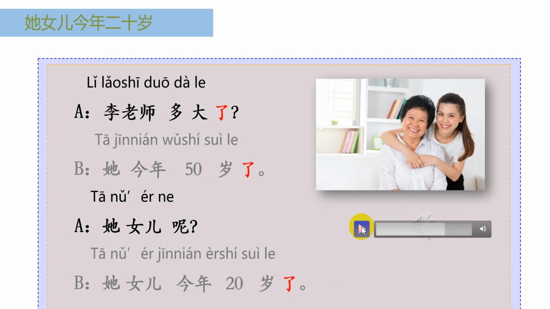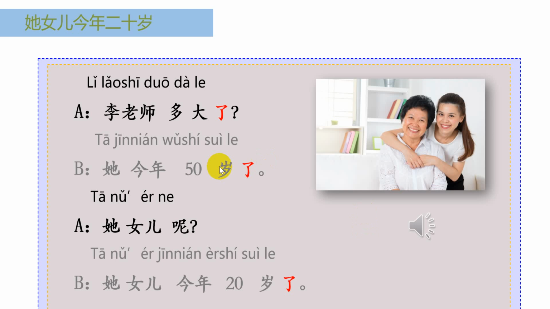Yes. Did you get the answer? 李老师多大了？How old is teacher Li? 李老师 50岁了。Yeah, 50岁了. Yes, 他今年50岁了。那 how about her daughter? 她女儿呢？他女儿今年20岁了。Yes, good. 她女儿今年20岁了。Yeah, 20岁了。OK.